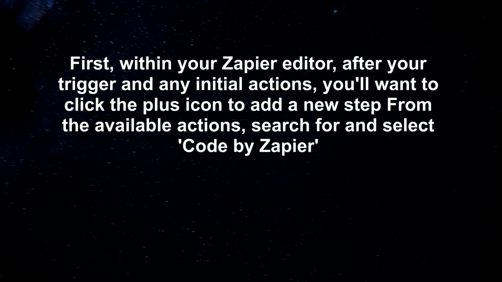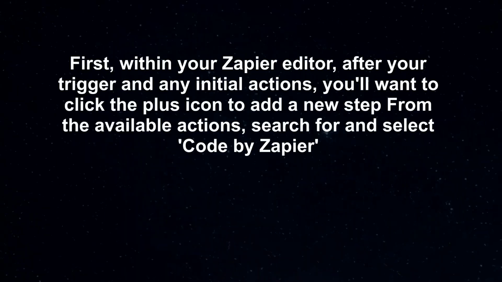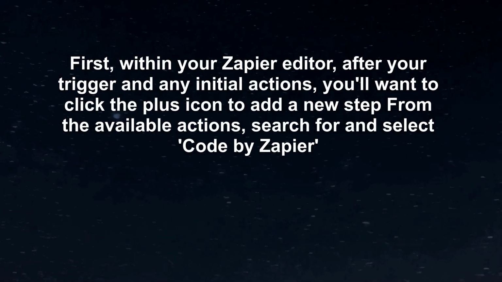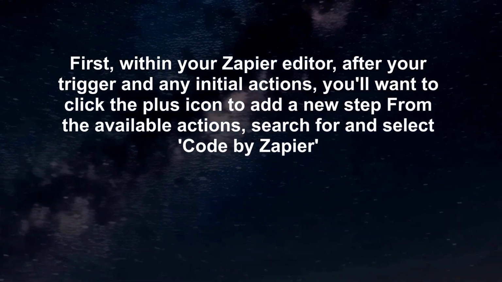First, within your Zapier editor, after your trigger and any initial actions, you'll want to click the plus icon to add a new step from the available actions. Search for and select Code by Zapier.